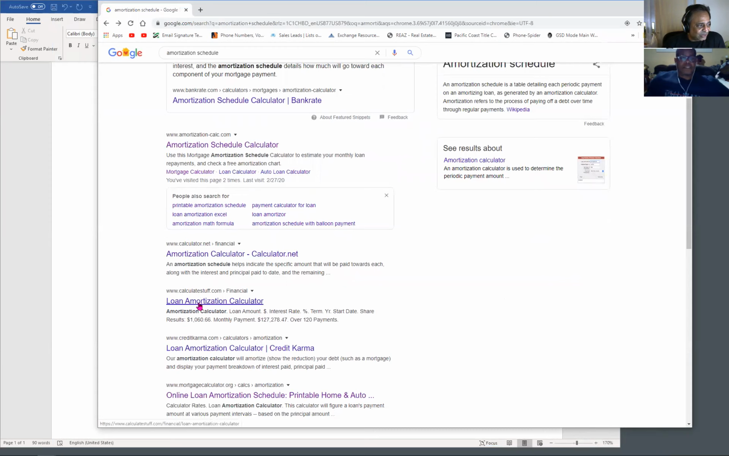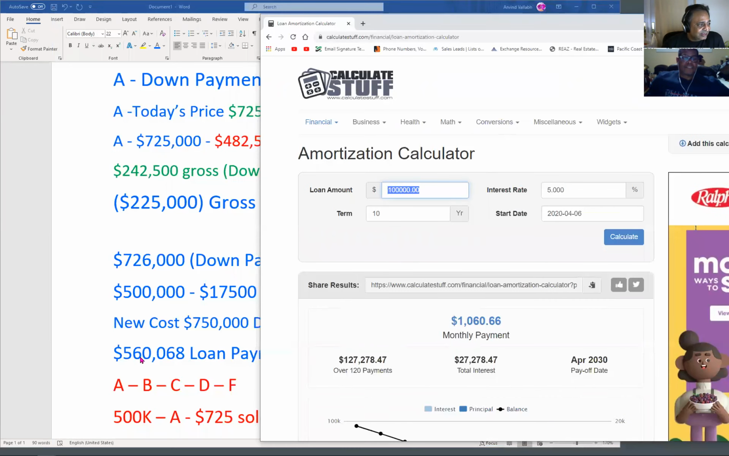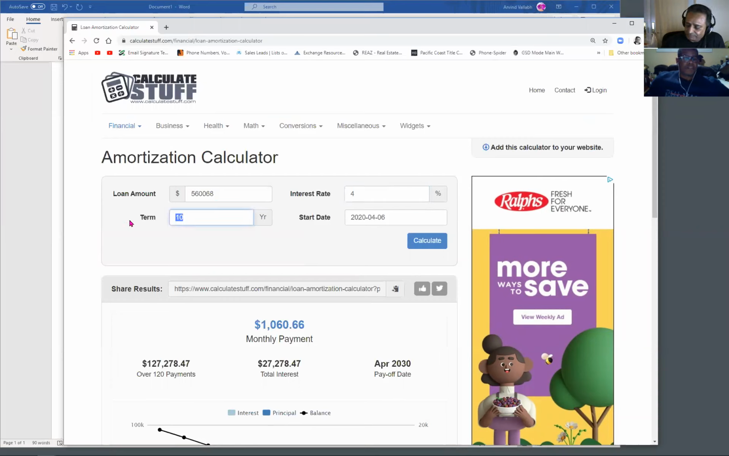No, that's okay. Here's a loan amortization calculator, the same thing. So let's try this one. How much was the amount that we were playing with? 560, 068. Yeah, that's the loan amount. Interest rate is 4%. Number of years is 30. It would change if it's 40, by the way.